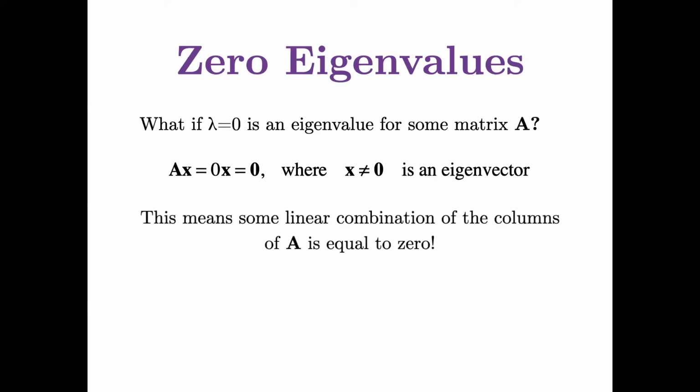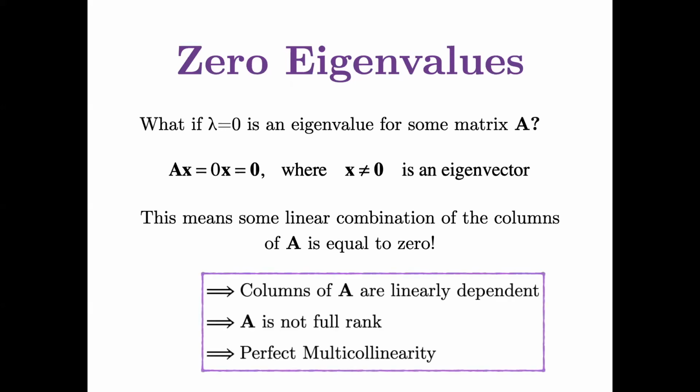Well, so this means that some linear combination of the columns of that matrix A is equal to 0, which is the definition of linearly dependent. So the columns of A are linearly dependent, which means that A is not full rank, and you have some perfect multicollinearity in your data set.